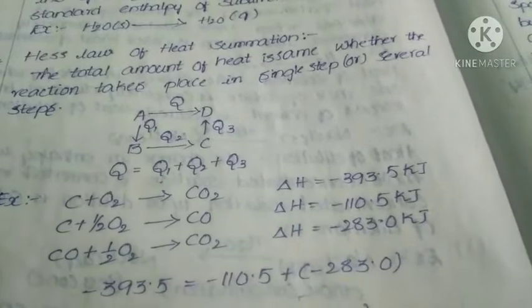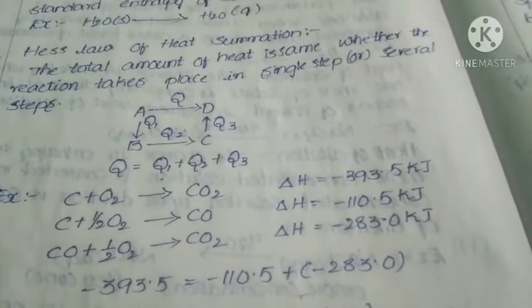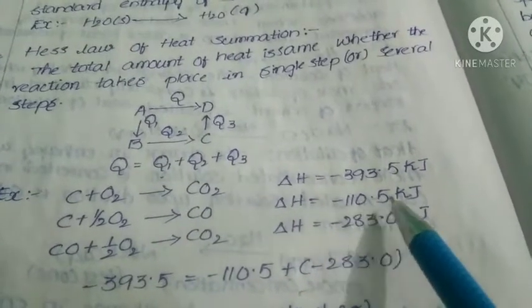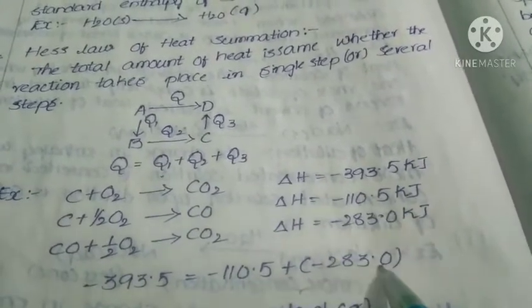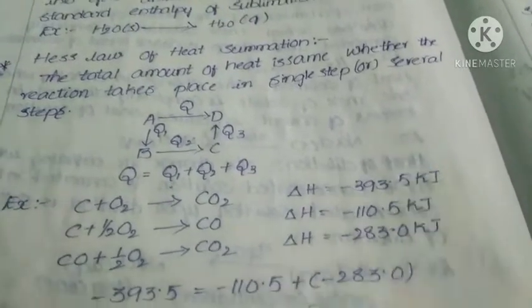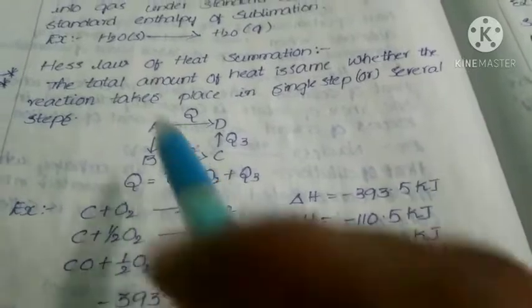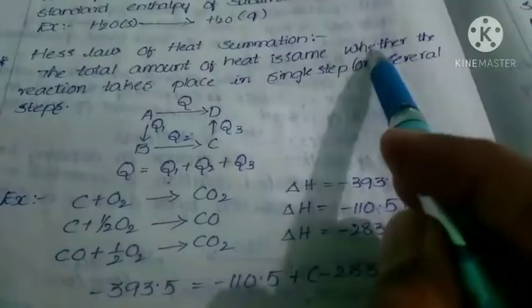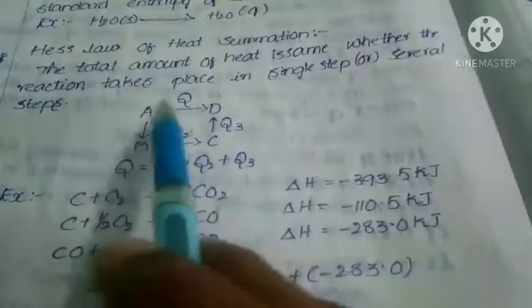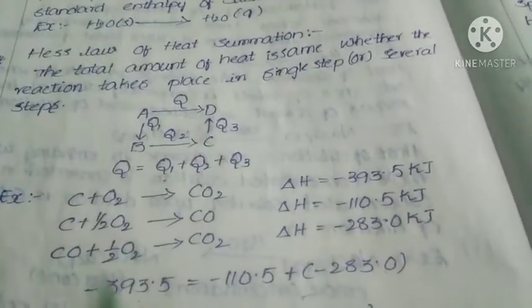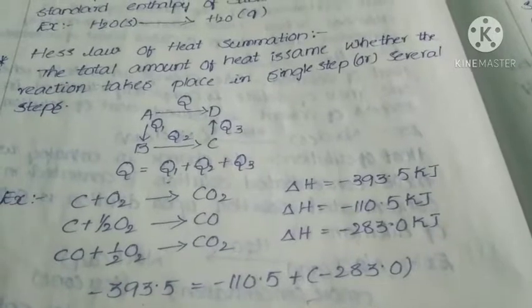For each step, some energy is needed. If you sum these two, minus 110.5 plus minus 283.0, then that will be equal to this one. That is called Hess law. So what is the statement of Hess law? The total amount of heat is the same whether the reaction takes place in a single step or several steps. Several steps means more than one step. This is the best example for that. You have to remember that example.